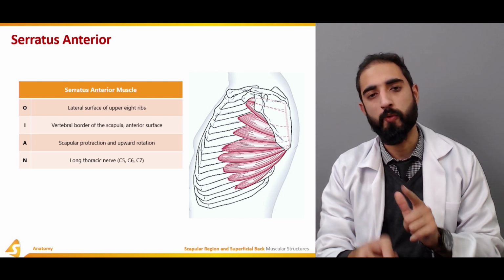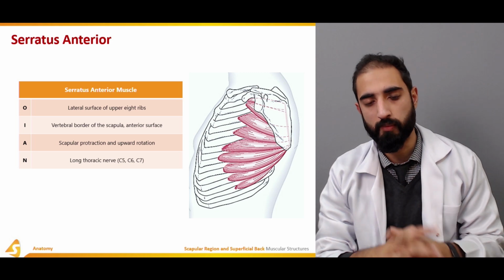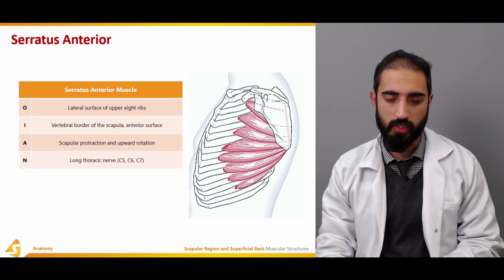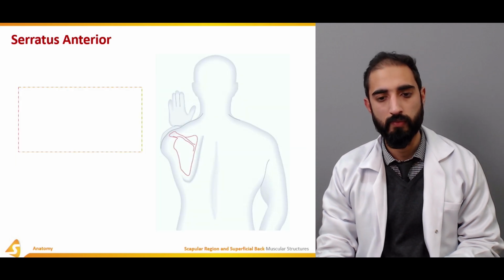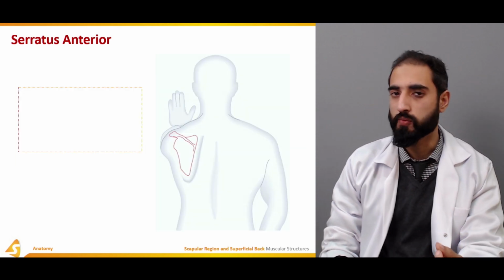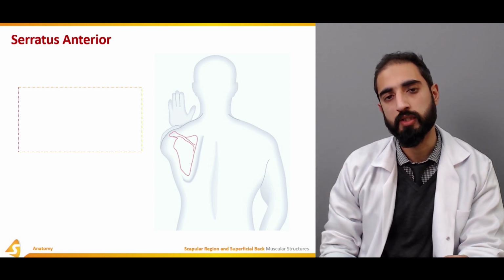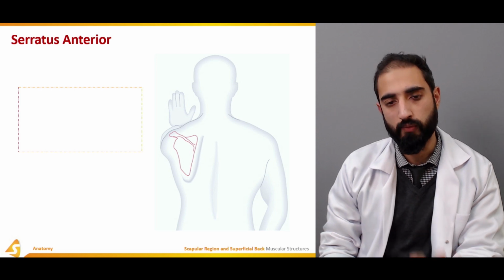So it acts in the upward rotation along with the lower trapezius and the upper trapezius. The nerve supply is by the long thoracic nerve for the nerve root C5, C6, and C7. So serratus anterior, as I already told you, is responsible for keeping the scapula along with the contribution from the subscapularis on the thoracic wall.